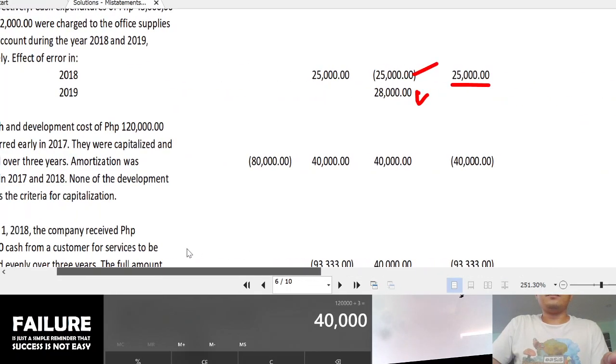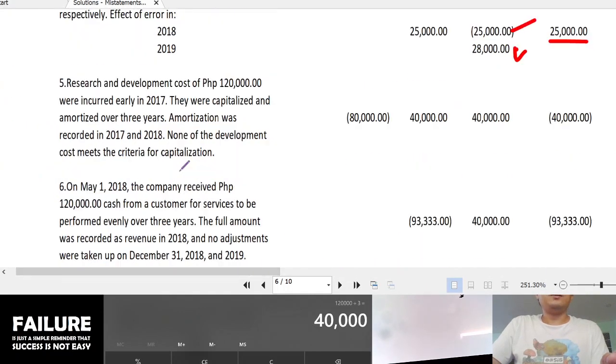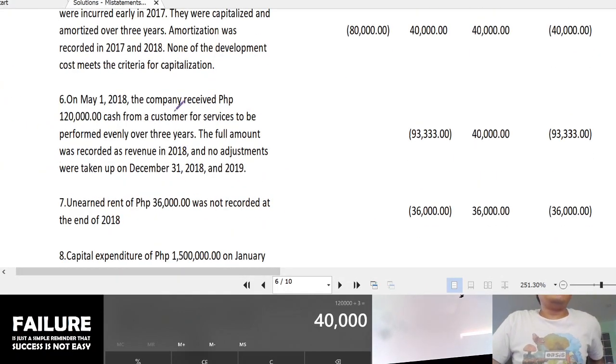Okay. So, yun. So, next. The company received a 120,000 cash daw from a customer for services to be performed evenly over 3 years. So, anong problem to? Failure to recognize unearned revenue. Okay? Failure to recognize unearned revenue. So, the full amount was recognized in 2018. Walang adjustment at the end of the year in 2018 and in 2019.